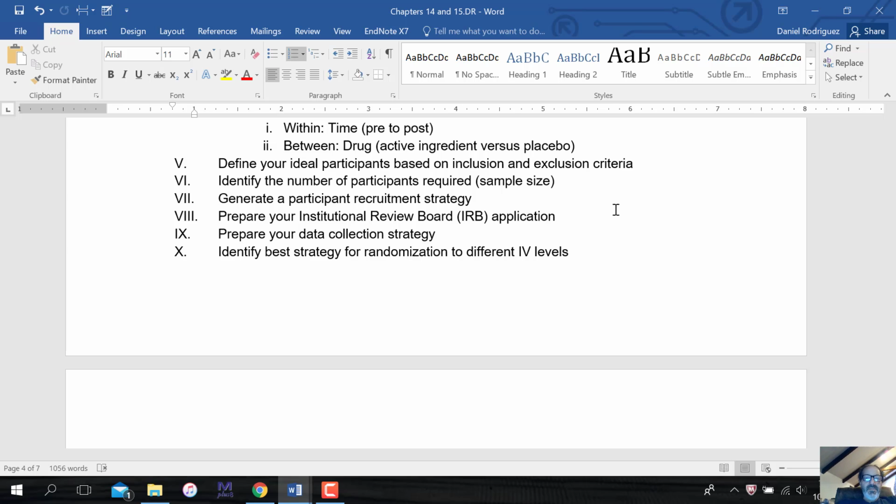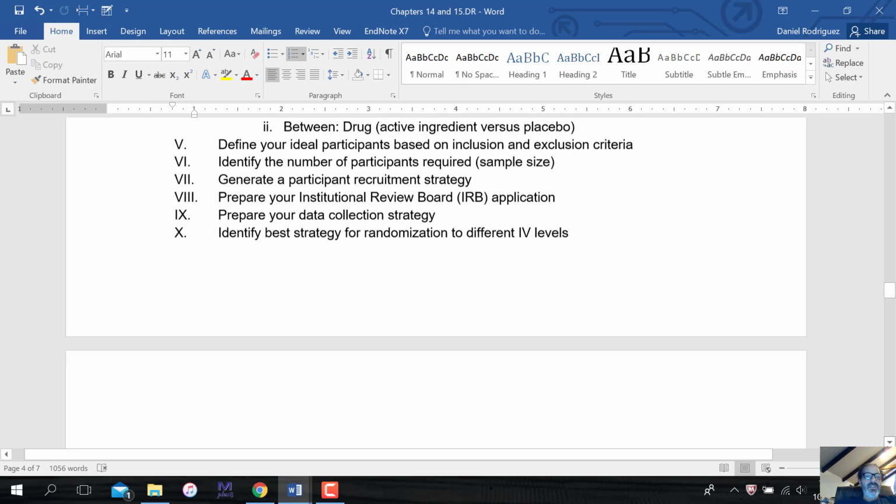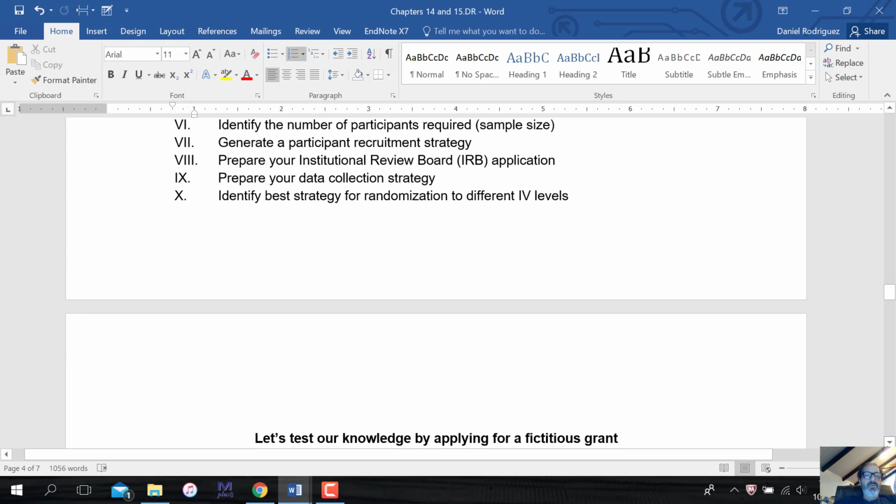So let's see, prepare a data collection strategy. Again, this is complicated in itself. If you're looking for a random sample, you have to use some kind of randomization strategy. There's tons of those available freely online. By the way, randomization makes sure that each individual within the population of interest has an equal chance of being selected into the study.